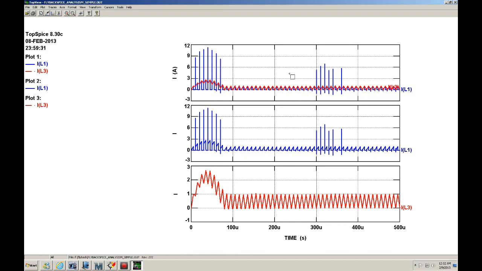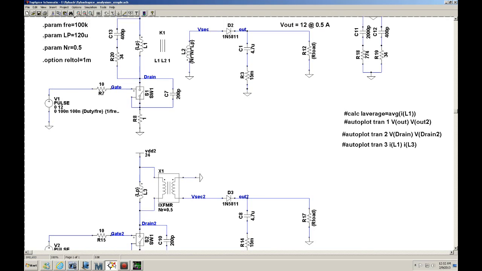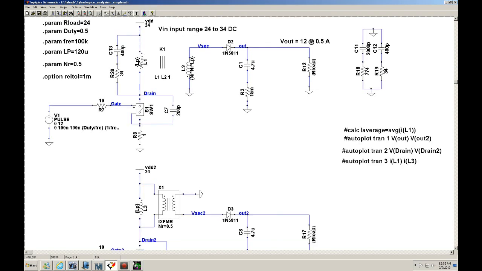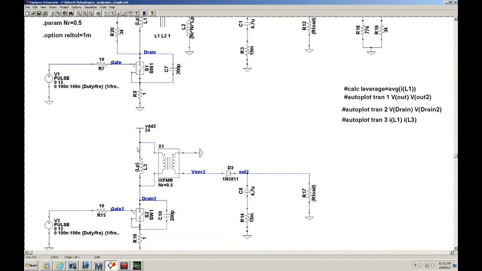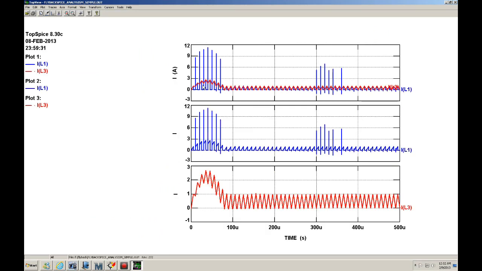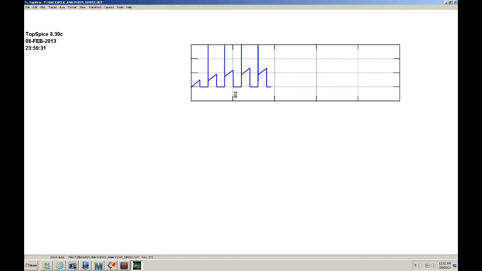Here, basically, this plot is the current going through the primary. I'm showing the current of the primary of the coupled inductor, and also the current going through the ideal inductor, actually this L3. Okay, and as you can tell, they look a little bit different.